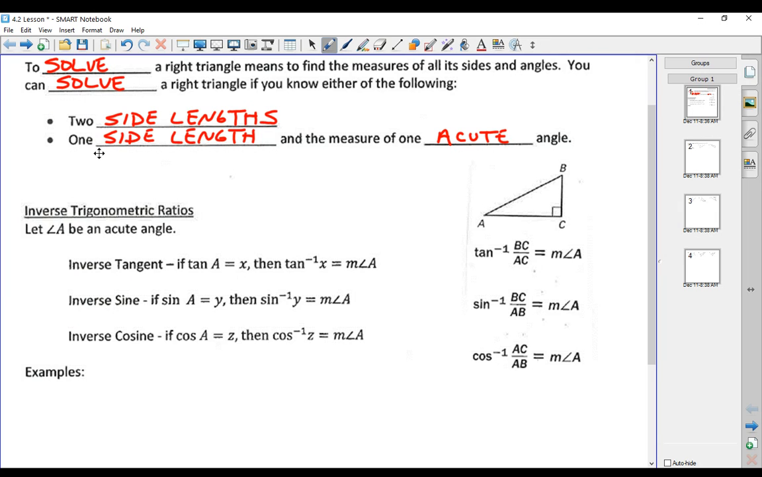And that button on the calculator looks like this for tangent, and this for sine, and this for cosine. You'll have to use a scientific calculator in order to access those functions. So if you're using the Desmos calculator, make sure you're using the scientific version of that calculator.